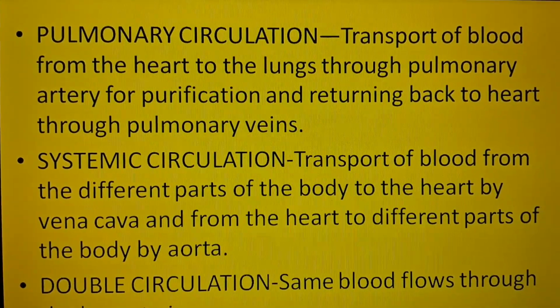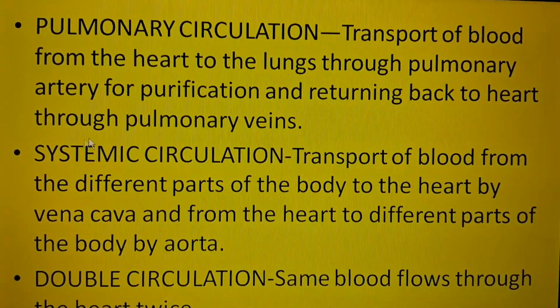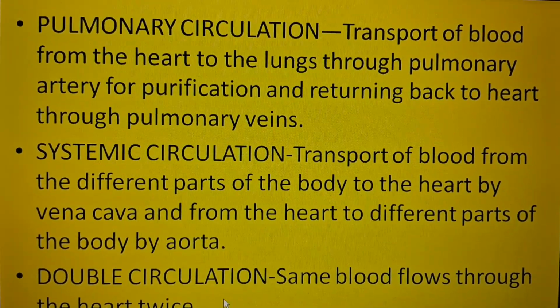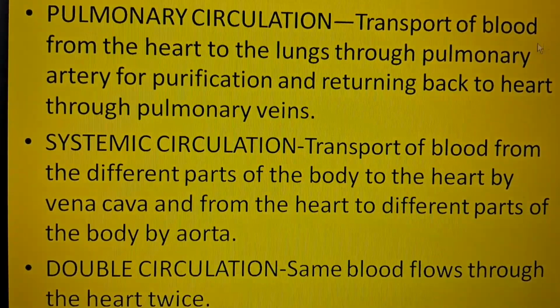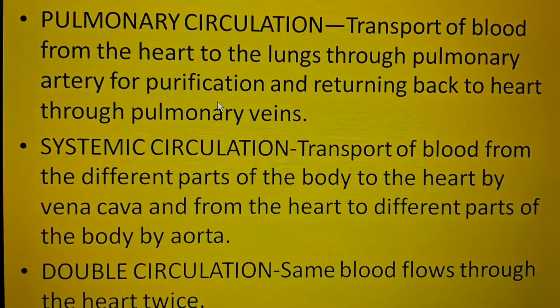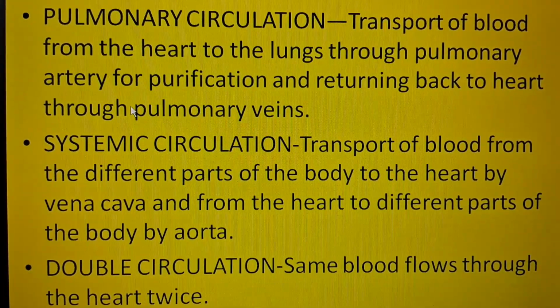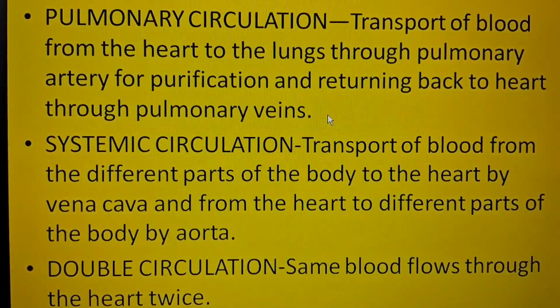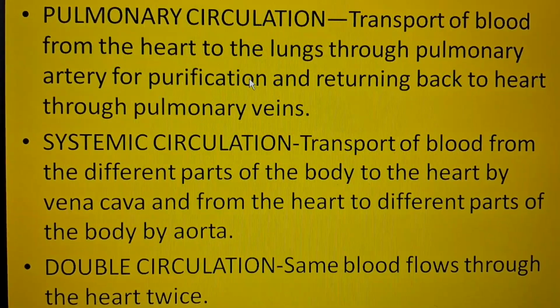Types of circulation in the human heart. There are 3 types of circulation: pulmonary circulation, systemic circulation and double circulation. Now what is pulmonary circulation? It's the transport of blood from the heart to the lungs through the pulmonary artery for purification and returning the same blood to the heart through pulmonary veins. So this is pulmonary circulation, from heart to lungs and from lungs to heart.